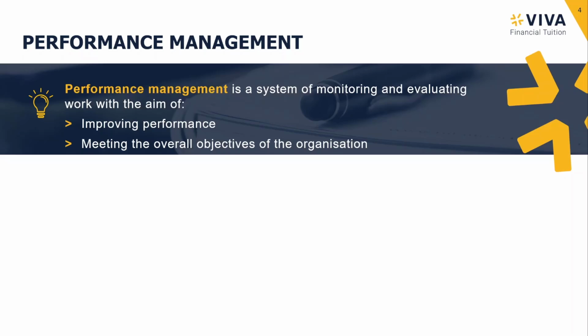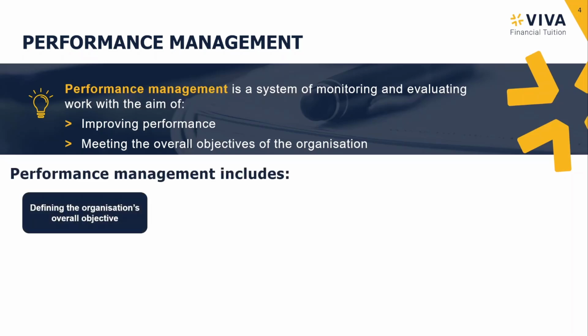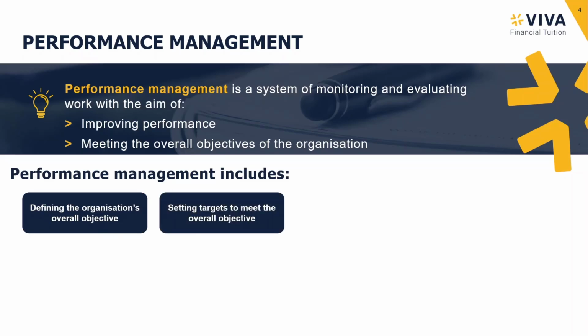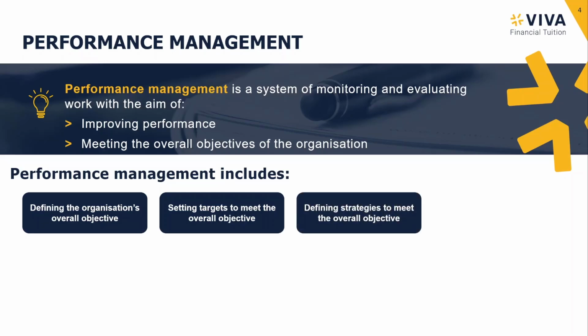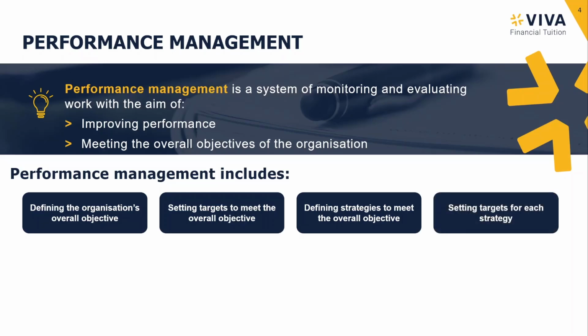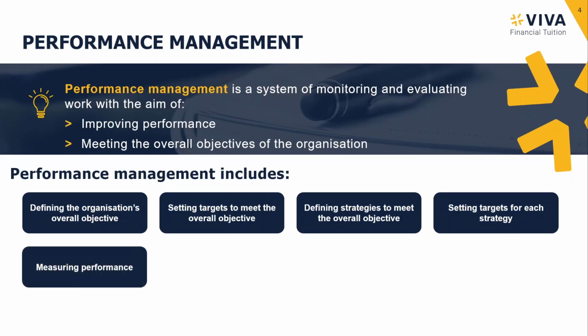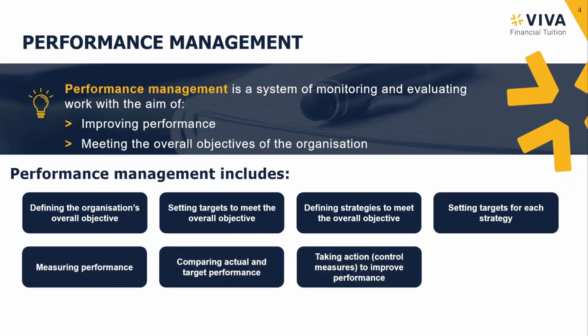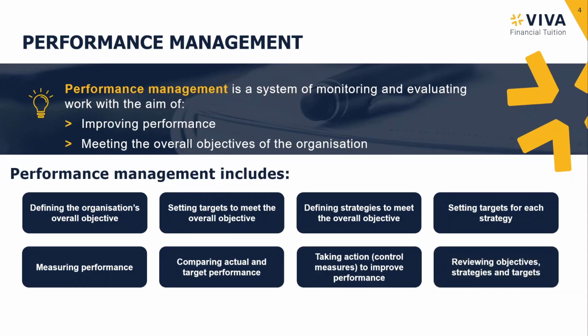So if I wanted to give it a slightly fuller definition of performance management, you could say it includes defining the overall objective, so deciding what we want, setting a target for how we're going to get there, defining some strategies, some plans of how we're going to meet those targets, coming up with a particular target for each strategy, and then measuring, comparing, taking action, and then reviewing our objectives and strategies for the targets. Okay, so yes, performance management does include all of those things.